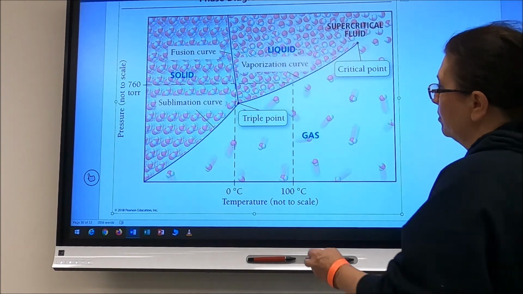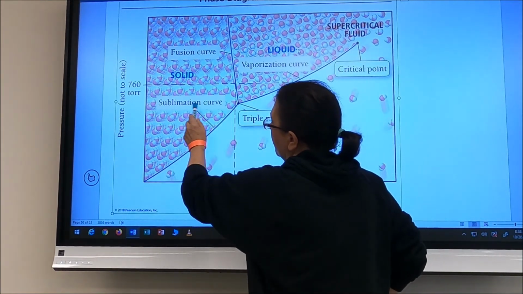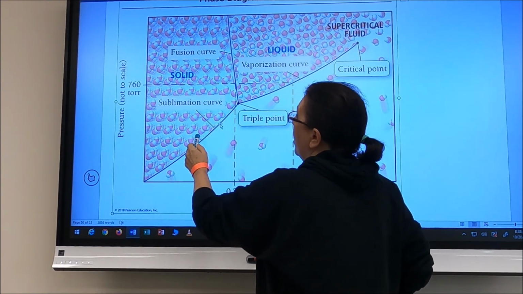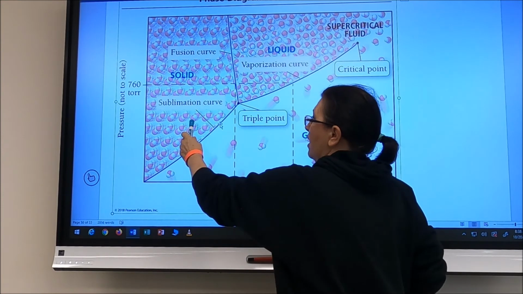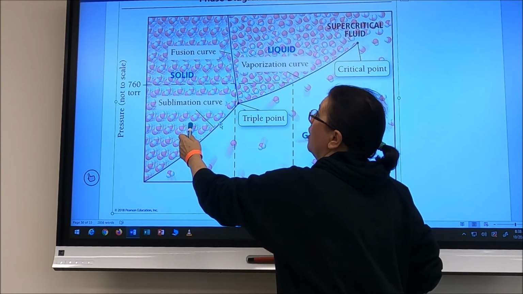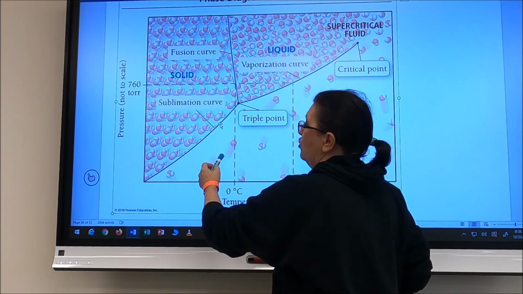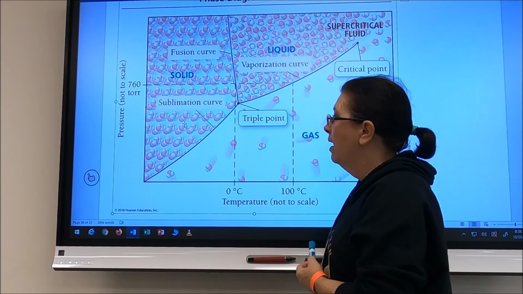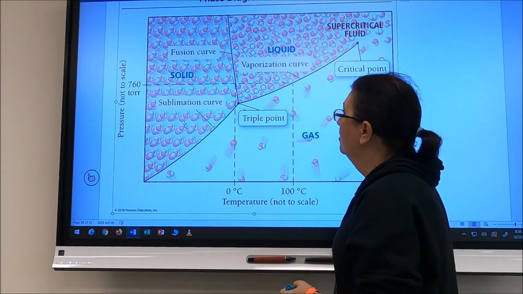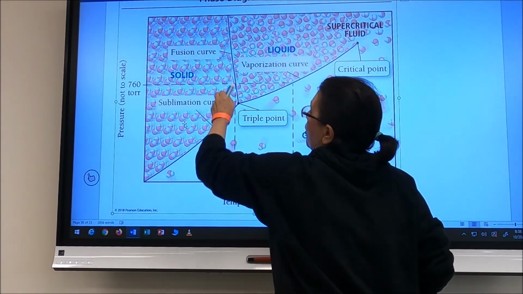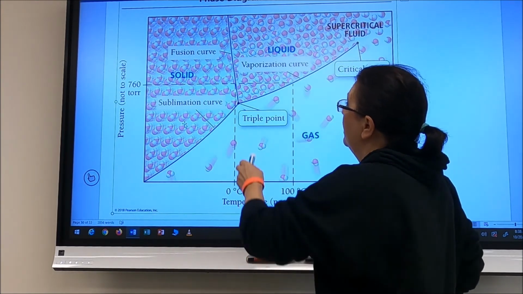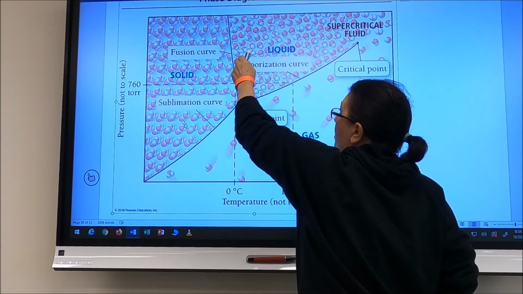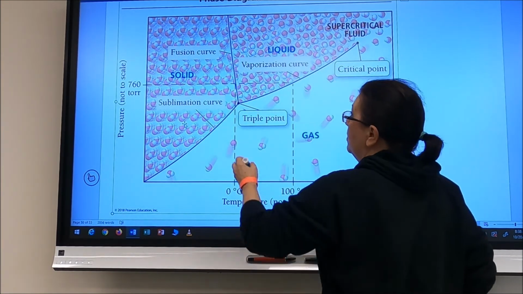Okay? Now, this line right here is called the sublimation curve, and along that line, I would find both the solid and the gas phase. If I cross over this line from solid to gas, we have sublimation. If I go from gas to solid, from a location here to a location here, I have deposition. Okay? The fusion curve, that's the line that separates solids and liquids. If you're along that line, you have the solid phase and the liquid phase in equilibrium with each other.